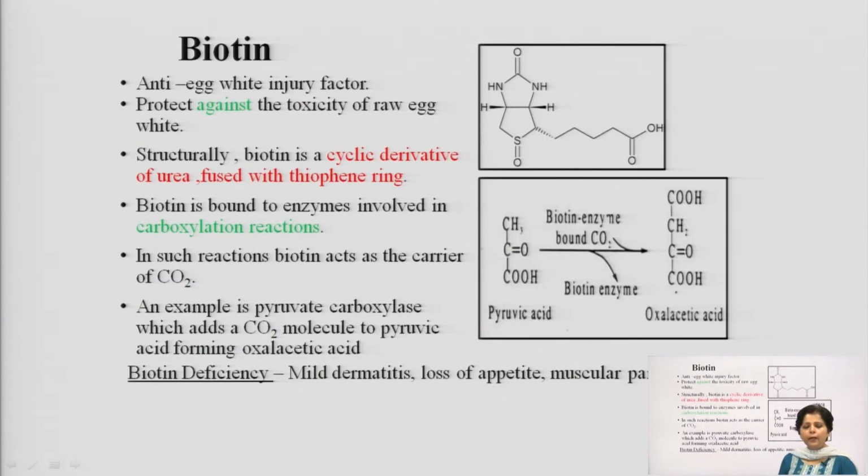The next coenzyme I am taking is biotin. The biotin is also called anti-egg white injury factor, as it protects against the toxicity of raw egg white. Structurally, biotin is a cyclic derivative of urea. It is the cyclic derivative of urea fused with the thiophene. This is thiophene. It is fused urea. The urea ring, when it is fused with the thiophene ring, forms biotin.